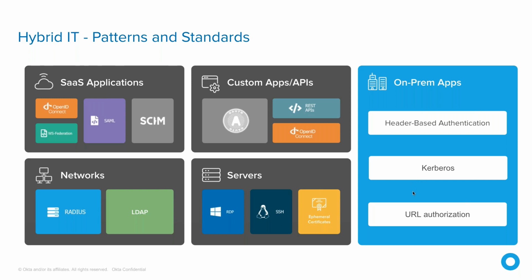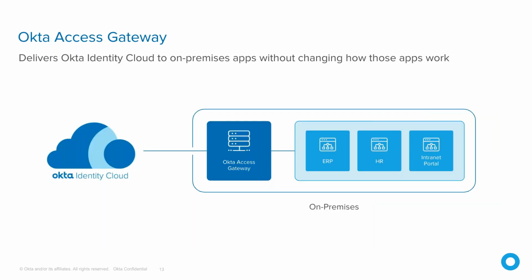We call it the Okta Access Gateway, and you'll see it on the next slide here. But ultimately, that's our tool to cater for on-prem apps, and it supports header-based authentication, Kerberos or NTLM authentications. It has URL authorization built in, so you can change levels of access based on different URL suffixes. So that's how we cater for getting back to those on-prem apps.